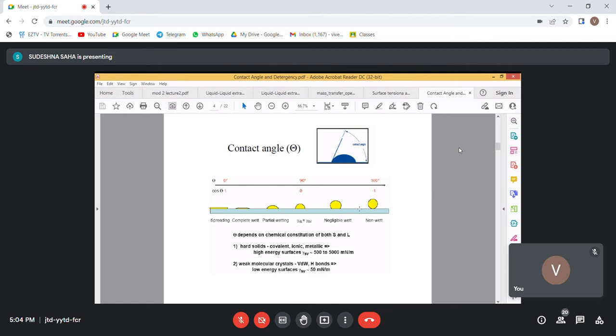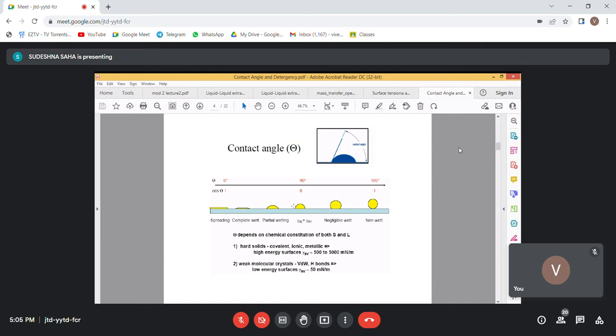Ma'am, what is gamma SL? Sorry? Gamma SL is the interfacial tension between the solid and the liquid. Okay, S for solid, L for liquid. From now on, we always use this.